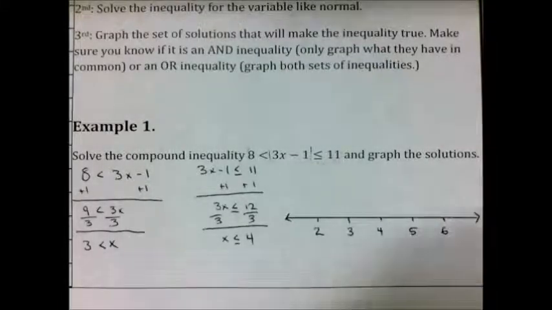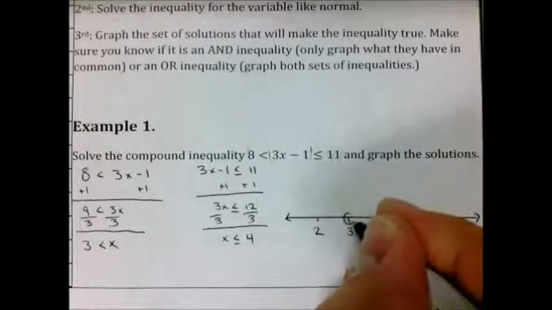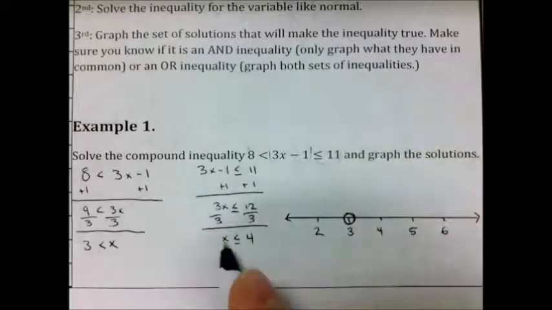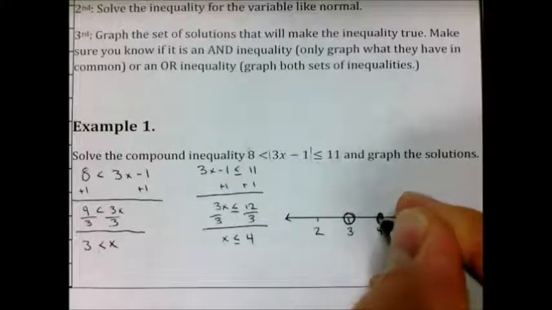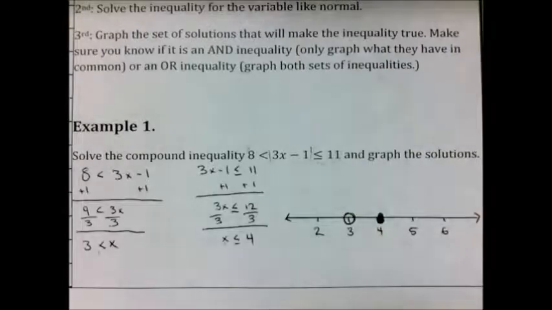Make sure you draw a graph as well. We've got x is greater than 3, so we're going to put an open dot at 3. And we also know x is less than or equal to 4, so we need to do a closed dot at 4. And remember, this is where they both are true.